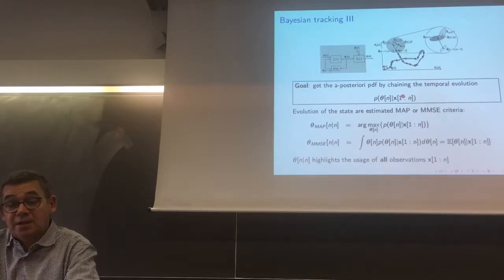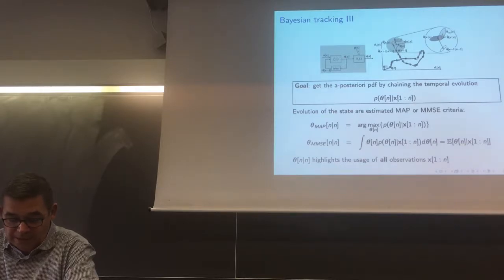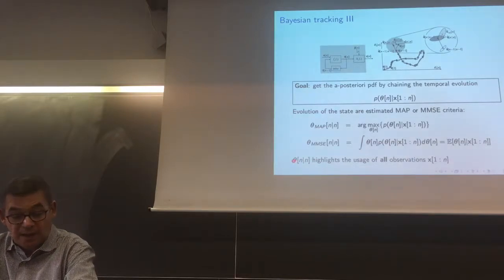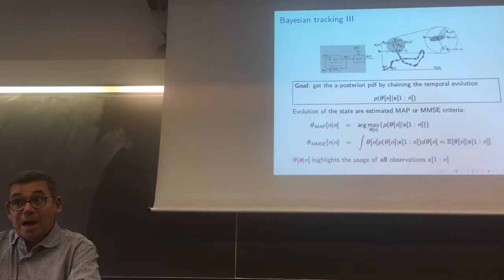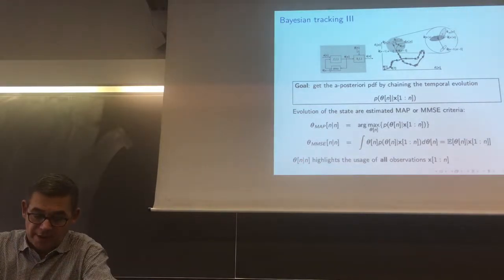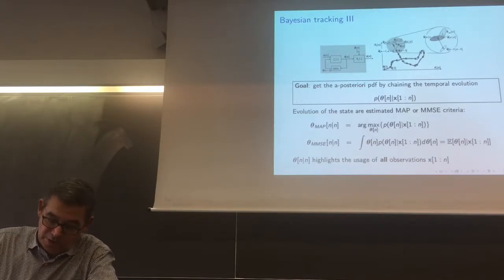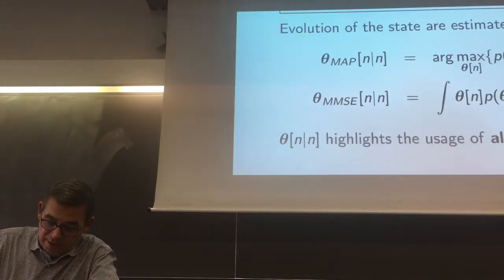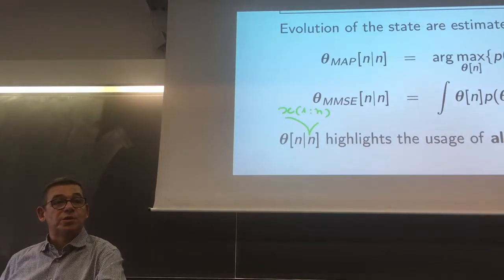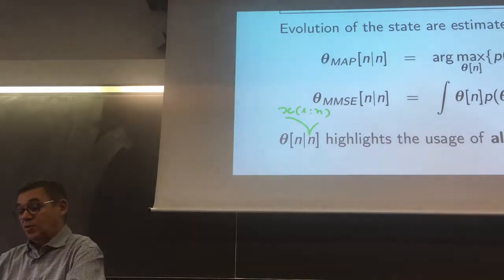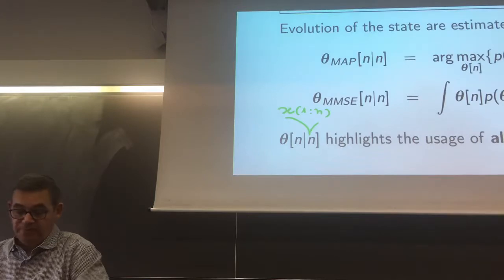Rather than saying it this way, I compactly indicate it by using this notation. This notation indicates theta at the time n, using all the samples from 1 to n. It's understood in this notation that I'm using x1 to n. This is what is understood in this kind of notation.